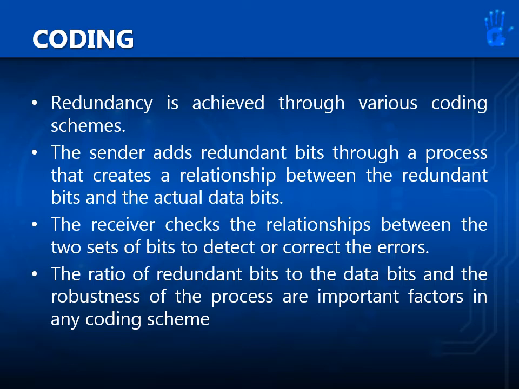Coding. Redundancy is achieved through various coding schemes. The sender adds redundant bits through a process that creates a relationship between the redundant bits and the actual data bits. The receiver checks the relationship between the two sets of bits to detect or correct the errors. The ratio of redundant bits to the data bits and the robustness of the process are important factors in any coding scheme.